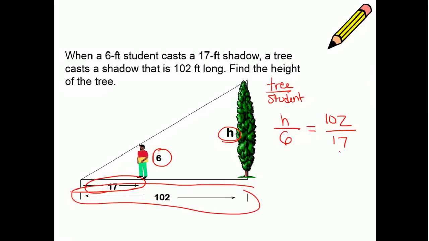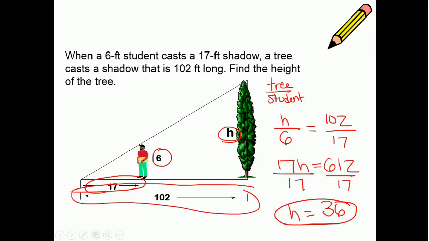So I was able to set up my proportion here. Let's go ahead and solve. I'll go 17H equals 612, right? Yep, 612. Let's divide by 17. And 612 divided by 17 is 36. Oh, and I gotta make sure I label. 36 feet. So the tree is 36 feet tall.